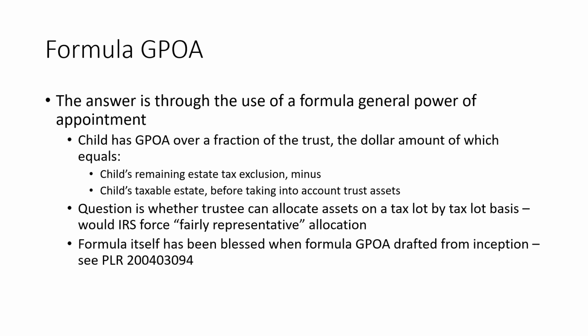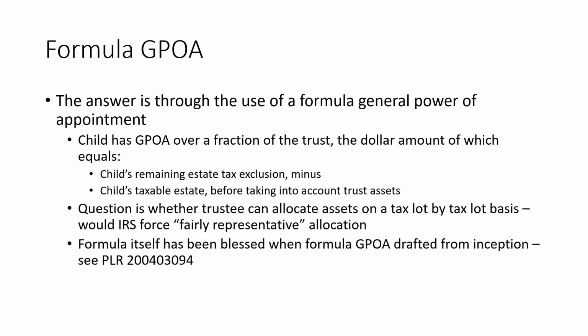So the big question with that too is that we're looking at this as a step up in basis, but if there's depreciated assets, ones whose basis is higher than their fair market value at the death of the beneficiary, those could get a step down in basis, and it would take away the trust's ability to use that tax loss. So the big question is whether the trustee could allocate assets on a tax lot by tax lot basis when taking into account that general power of appointment, or would the IRS force a fairly representative allocation across the board, maybe by fraction or otherwise.